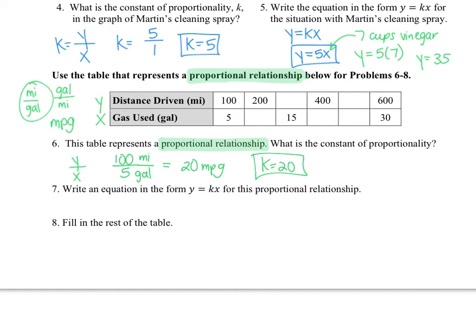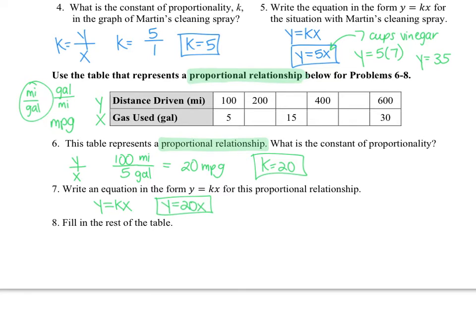Number 7, write an equation in the form y equals kx for this proportional relationship. Same as before, y equals kx. I know for this specific situation, my k value is 20. So all I have to do is plug in 20 there. So y equals 20x.